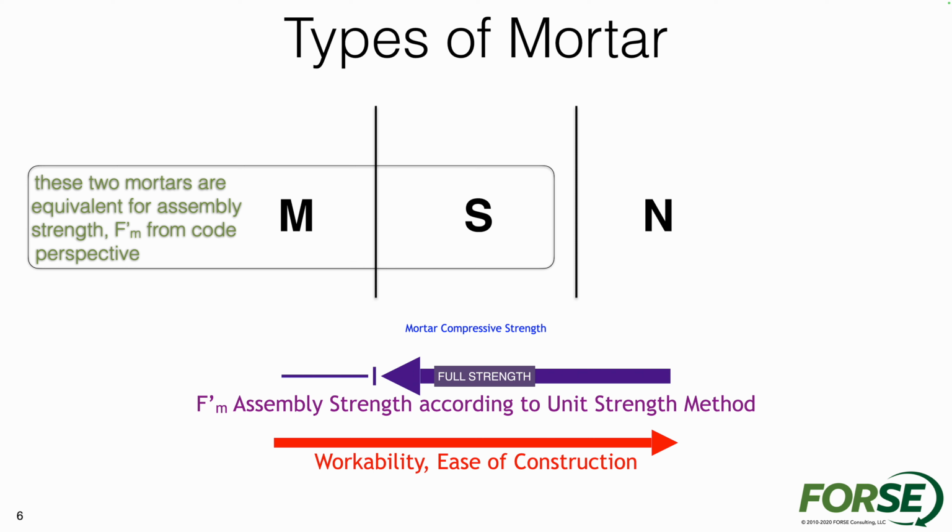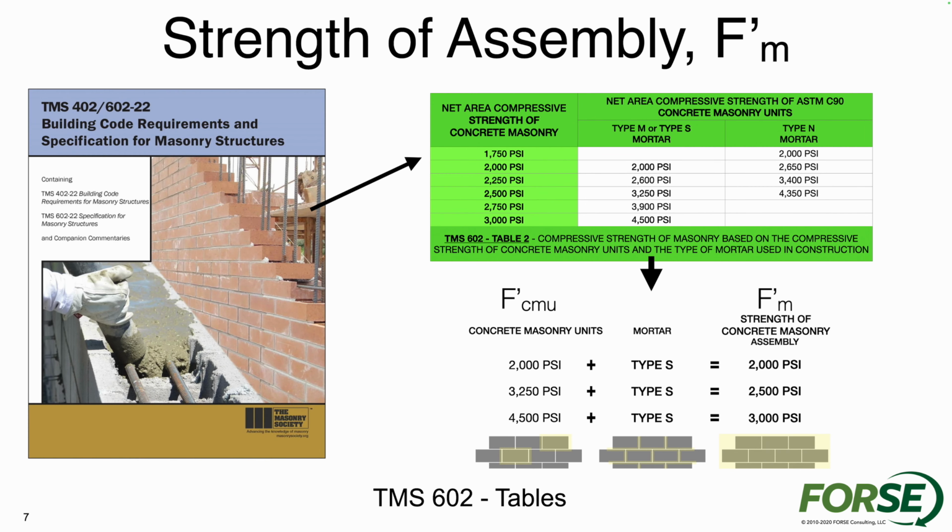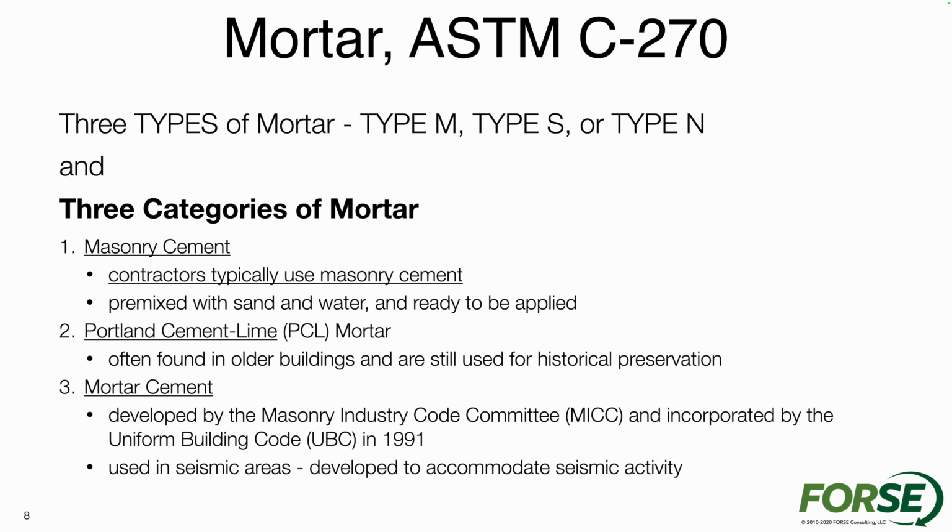So really, from a structural perspective, type S is going to be something that's both workable and giving us that full strength according to the unit strength method. So that ends up being a very good choice for mortars for structural walls. Again, this is all within the TMS code, table 2 within the TMS code, and then the tables that we created on the bottom right, where we can see different unit strengths put together with type S mortar, giving us an overall F prime M that we're going to use for our designs.